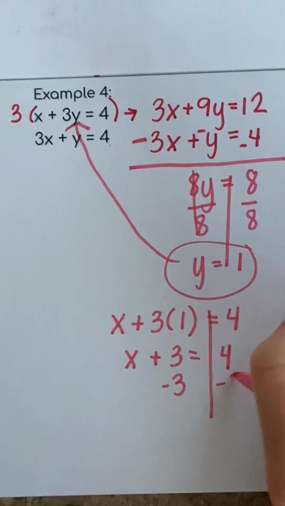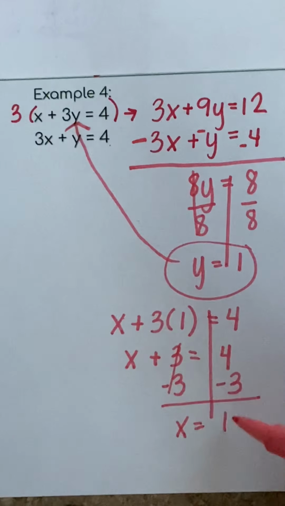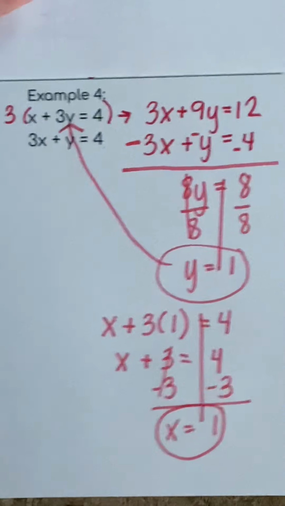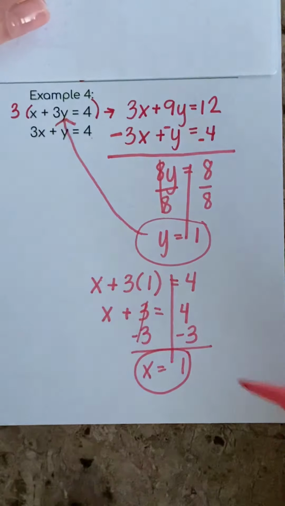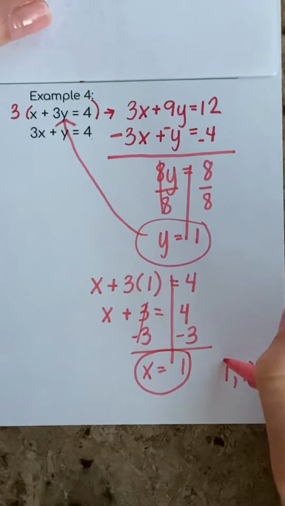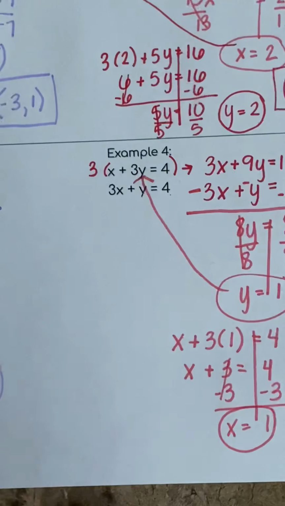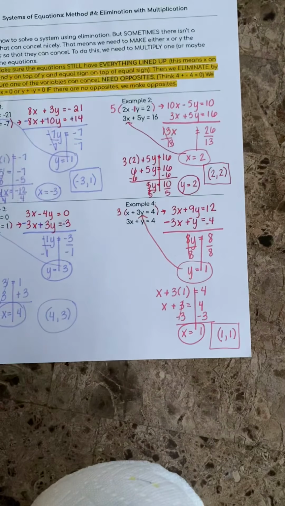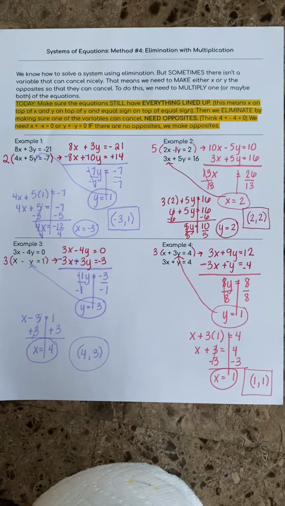Subtract 3 on both sides. And I got x equals 1. So the point that these two lines would intersect at, if we were to graph them, would be 1, 1. All right, that is all of method number 4 or 3.5, whatever you want to consider it to be, elimination with multiplication.